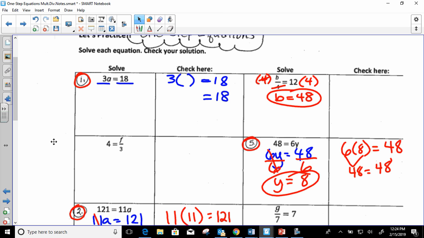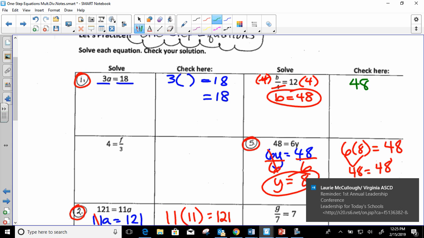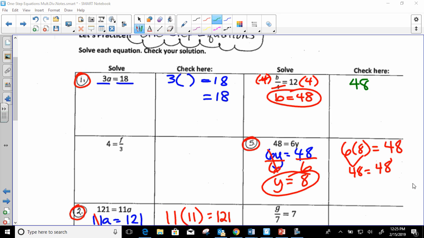And to check that, we're going to plug that in. 48 divided by 4 should equal 12. 12 equals 12. We're right. Okay? So that's how you're going to do those problems.